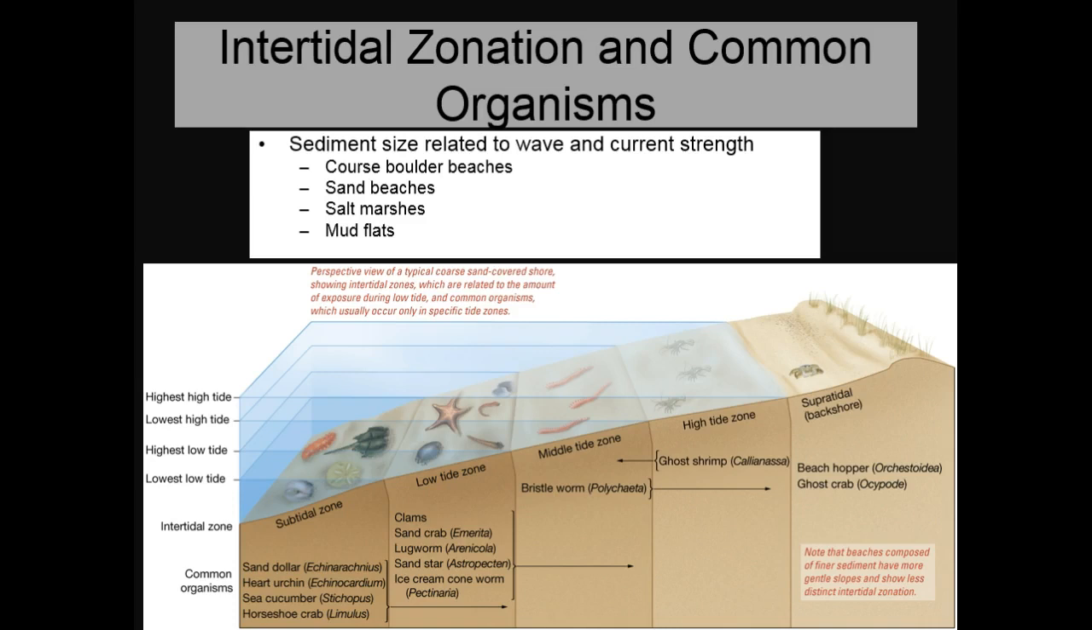You can see here, it says sediment size is related to wave and current strength, meaning if you have very strong currents or very strong waves, large boulders can be moved around. But if you have very gentle water, hardly moving at all, you'll end up with the finest grained sediments like mudflats, which are made up of the tiniest particles, clays and silts.